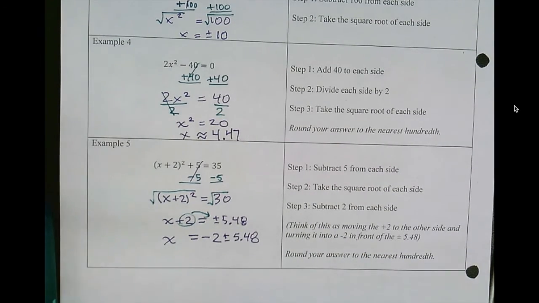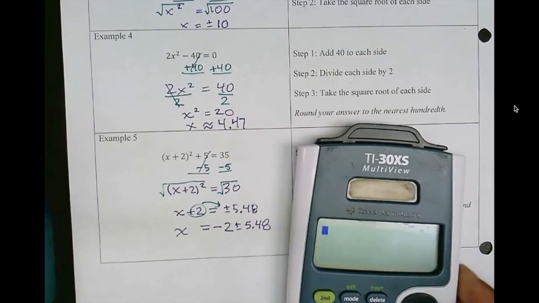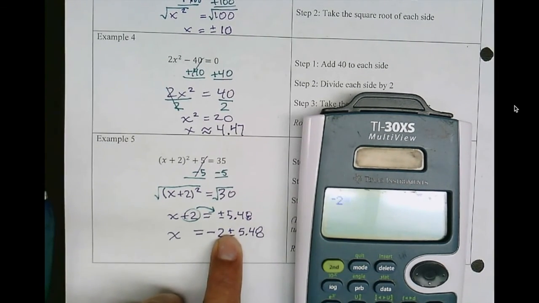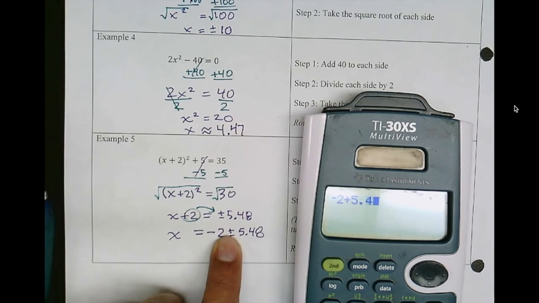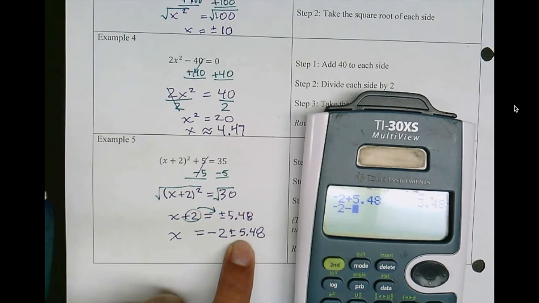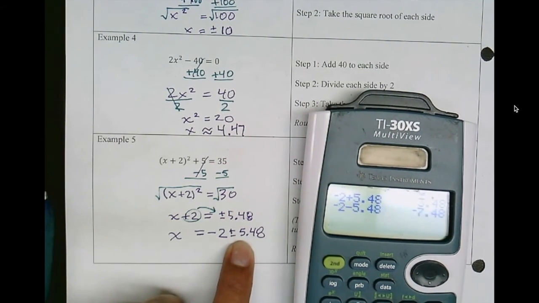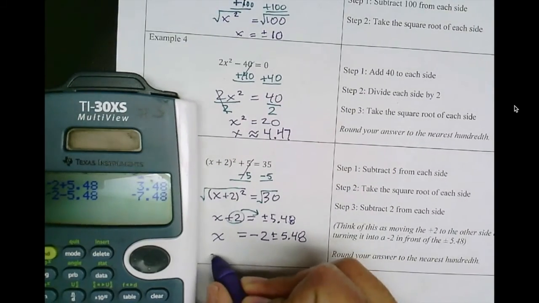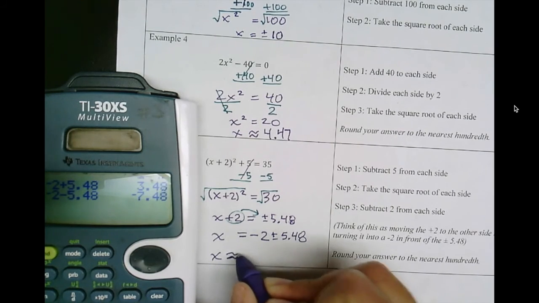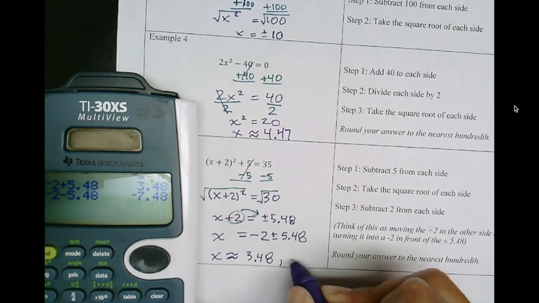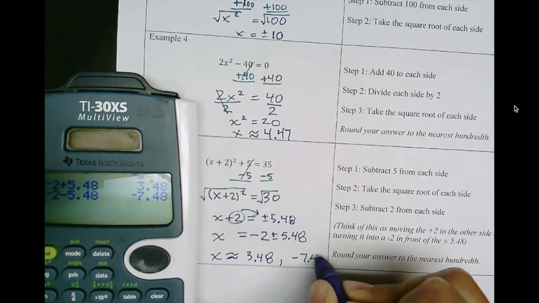Now you have to do both answers here. So you have to do negative 2 plus 5.48. That'll be our first answer. And you also have to do negative 2 minus 5.48. So our two solutions are x approximately 3.48 comma negative 7.48.